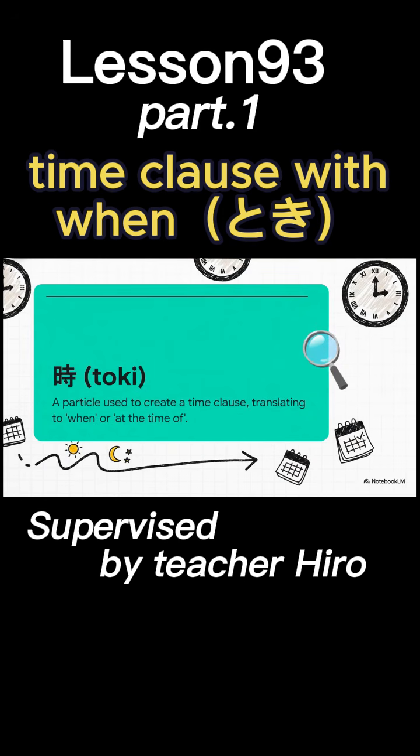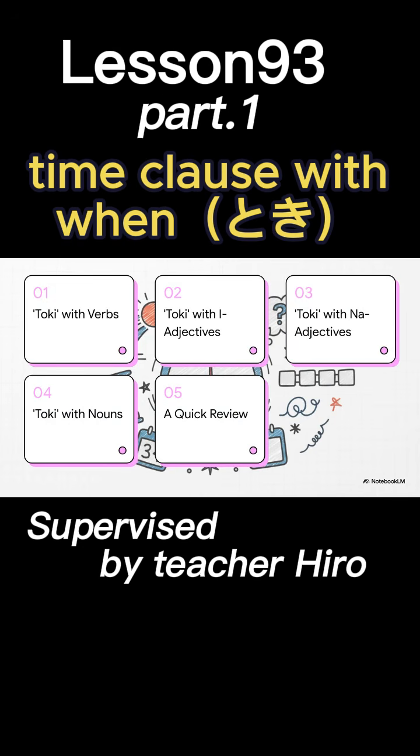This is your golden key for creating what we call time clauses. It works pretty much exactly like when or at the time of in English, and you're going to see it pop up with verbs, adjectives, and even nouns. So here's our game plan. We'll look at how Toki hooks up with different types of words, starting with verbs. Then, we'll tackle both kinds of Japanese adjectives, and we'll finish up with nouns. By the end of this, you'll have the complete roadmap for using it.